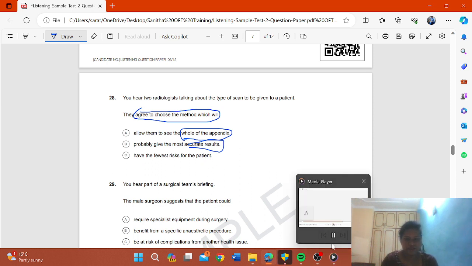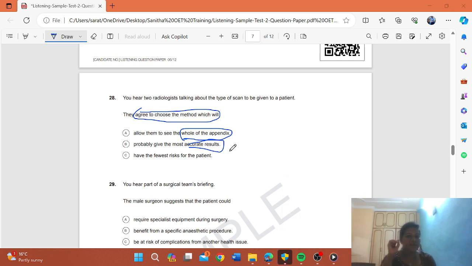Okay. What are the words you heard in the audio? Whole of the appendix. Okay. Research, they said about the research. So these are the two sentences we heard in the audio. Whole of the appendix, also they said the accurate research, the specificity of the research. But are there any words said about the fewest risk for the patient?